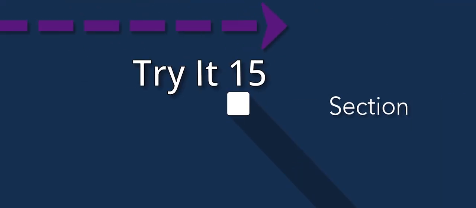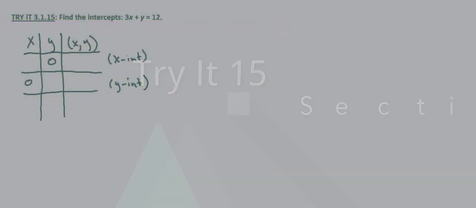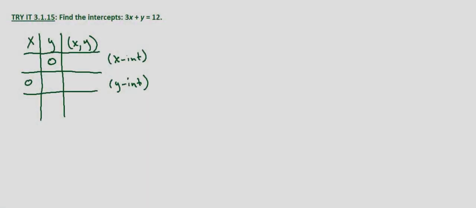Now we're looking at how to find the intercepts of an equation using algebra. The x-intercept occurs when y equals 0. The y-intercept occurs when x equals 0, because that's when it's going to cross the x-axis and the y-axis, respectively. So we start off with, we're given 3x plus y equals 12.